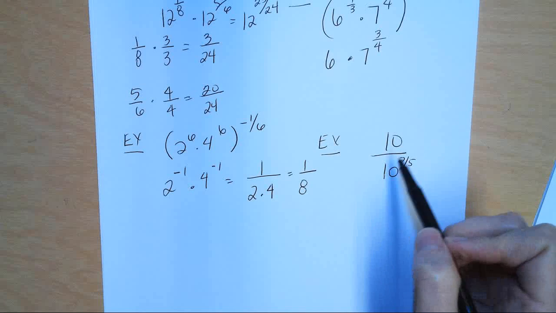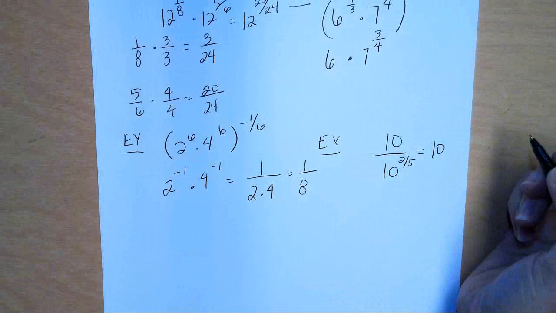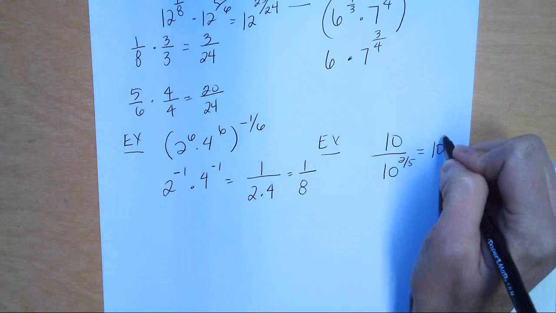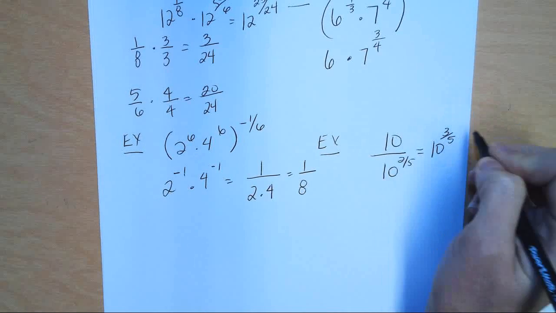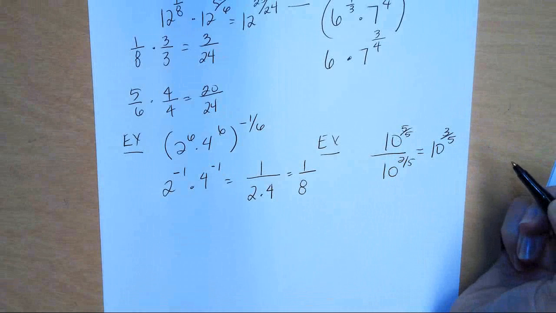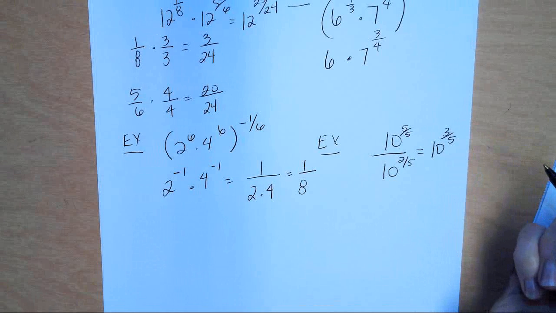Okay, what about 10 over 10 to the 2/5? Okay, this would be 10 to the 5/5 if we're going to get a common denominator. And then we just subtract and get 3/5.